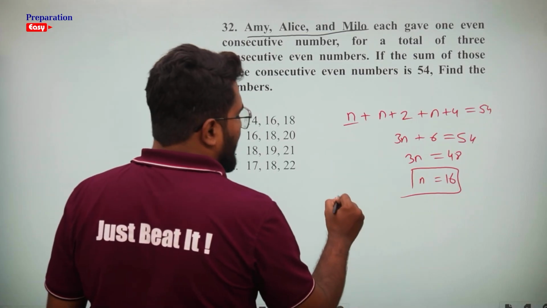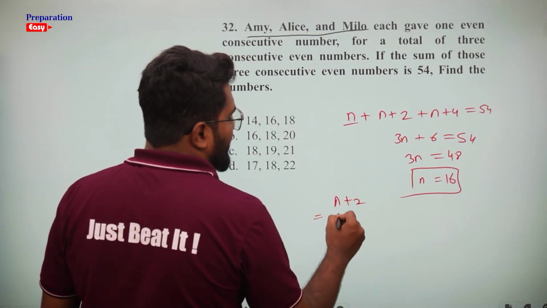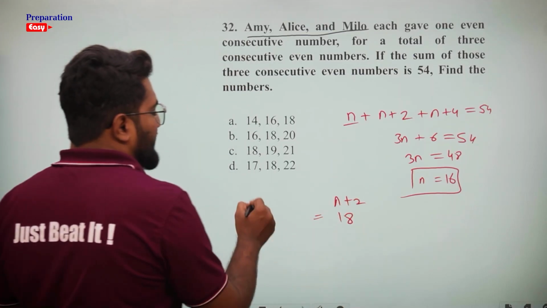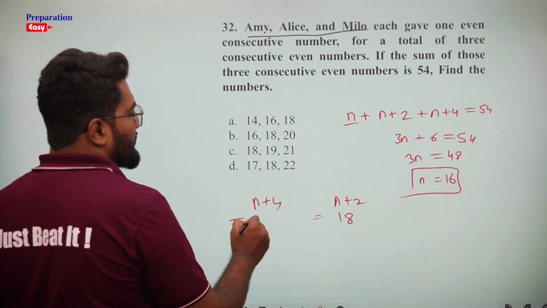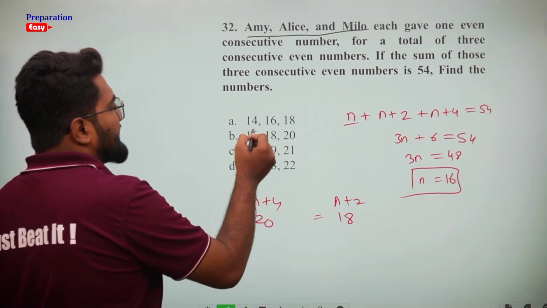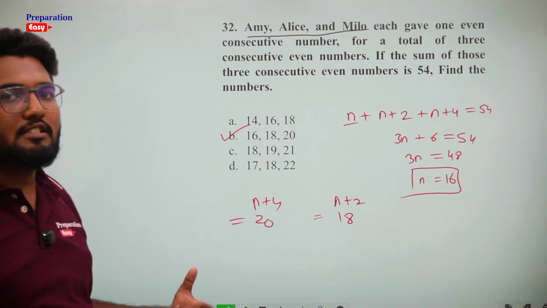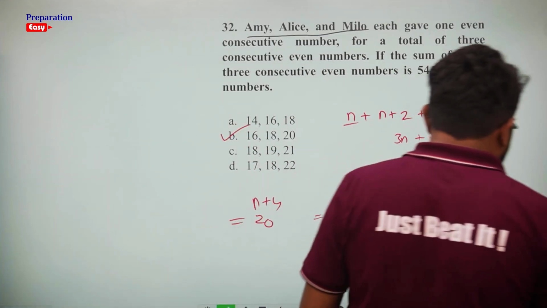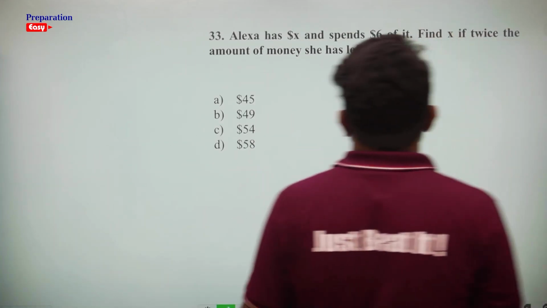The next number is n plus 2, that is equal to 18. And the third number n plus 4 is equal to 20. So 16, 18 and 20 will be your correct answer. Okay, option B. Let's move towards the next question.